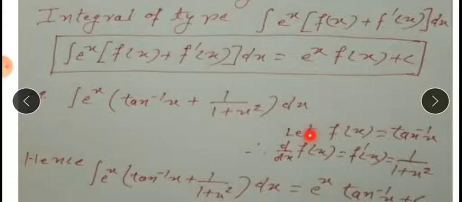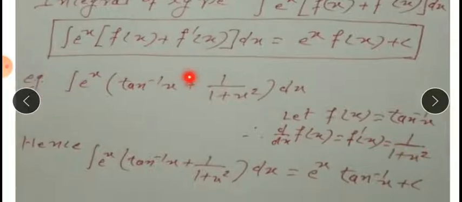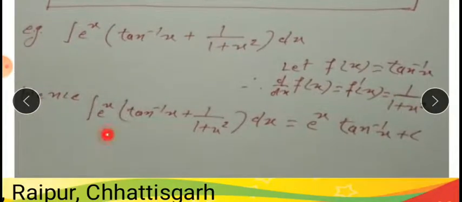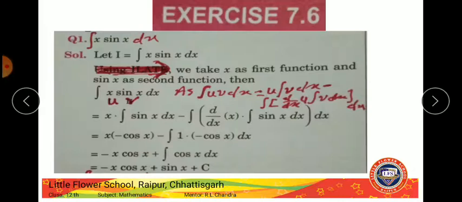I have explained here, let function x equal to tan inverse x. Its differentiation, that is f dash x, is equal to 1 upon 1 plus x square. Then this is our question. Finally we are getting our answer: e raised to x tan inverse x plus c, where c is the constant of integration.